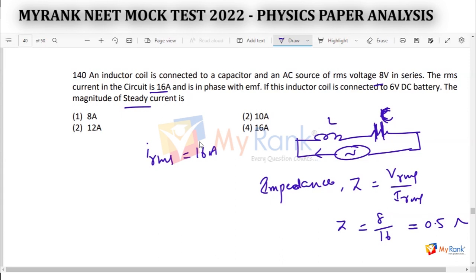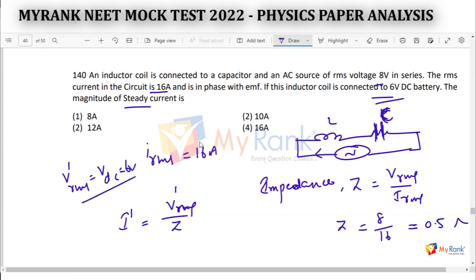So in the steady state, I dash is nothing but V RMS by Z. What is V RMS here? That is nothing but DC only. When this inductor coil is connected to a 6 volt DC battery, V RMS is nothing but V DC, students. That means 6 volts only. So this is 6, students, by Z, which is 0.5. That means 12 amperes is the current, students. So the second is the correct answer.